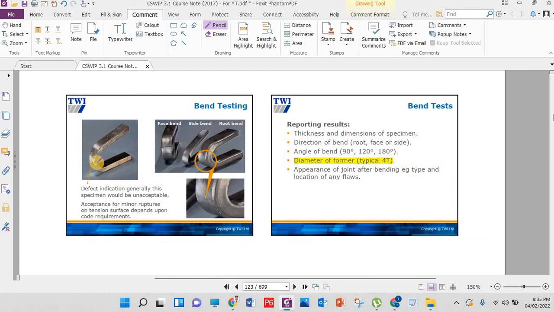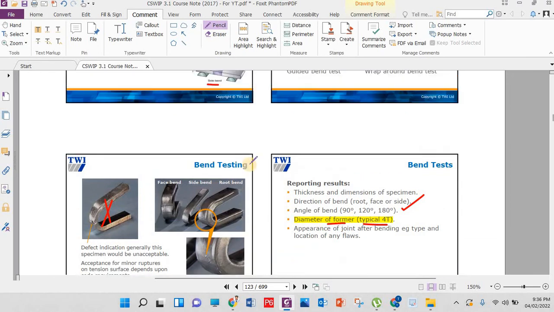After the bending, we will see if there is any crack or defect, this will be rejected. If there are some spots, some scratches, then we will see according to the standard, is it okay or not, right? Angle of bend, normally we use 90, 120, 180 degree. This is also very important. He says in the paper how much the diameter of the former.